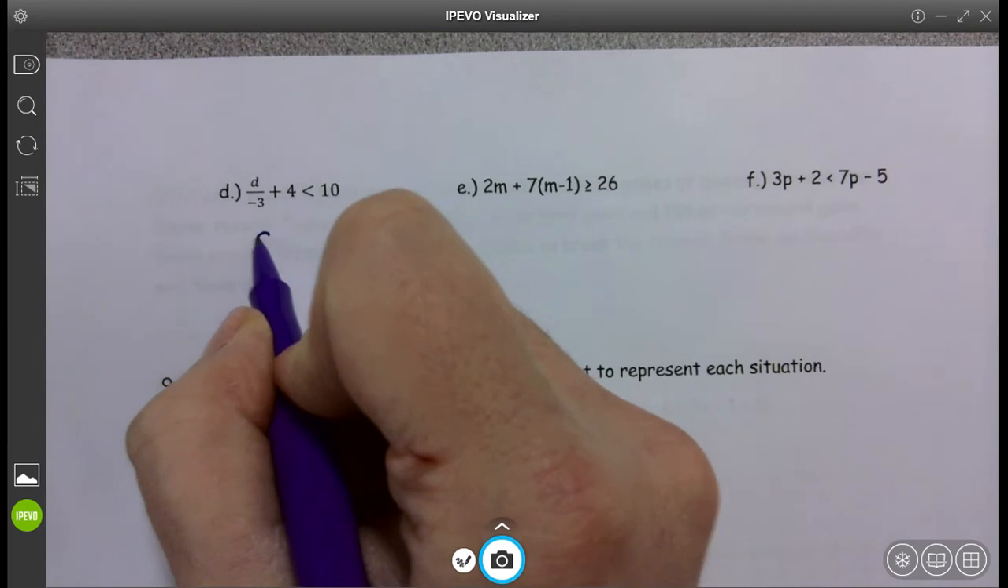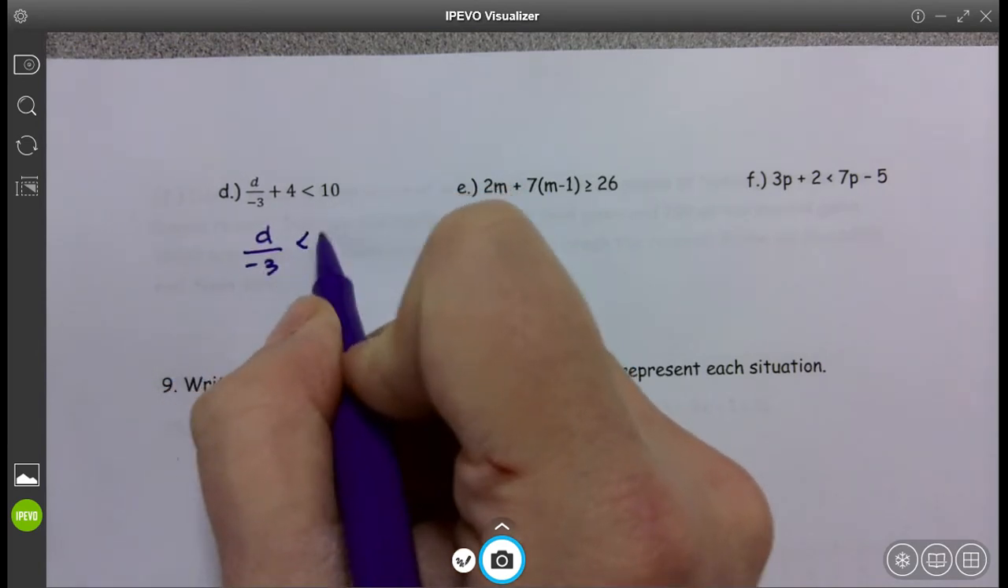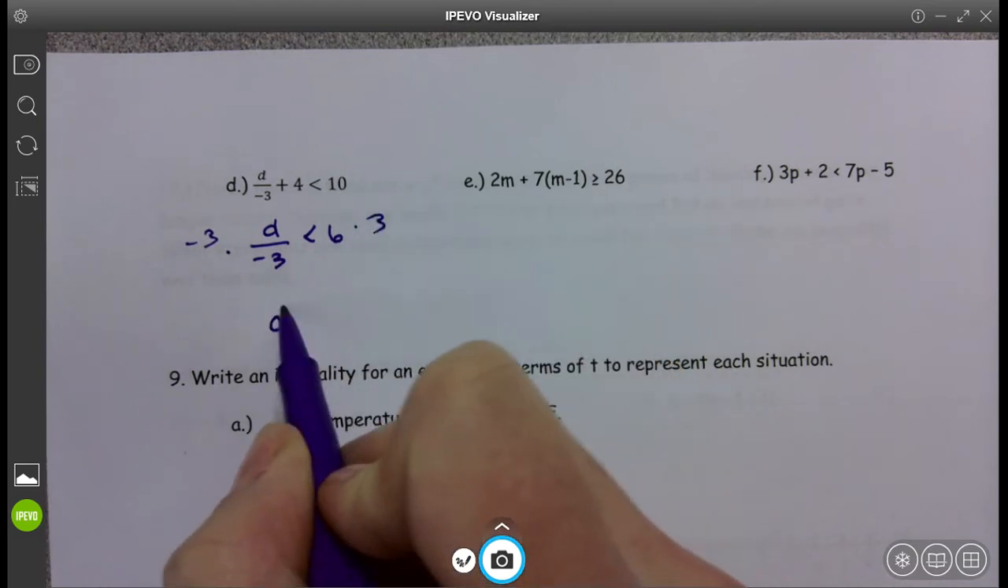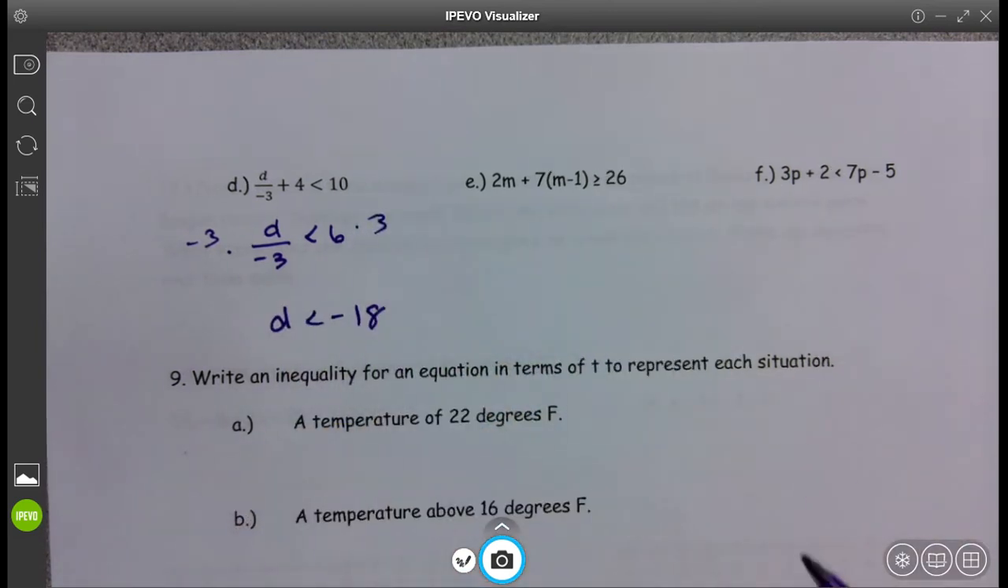We're going to subtract 4 from both sides. When we do that, we're going to get 6. So then we multiply by -3 on both sides. D is less than -18.